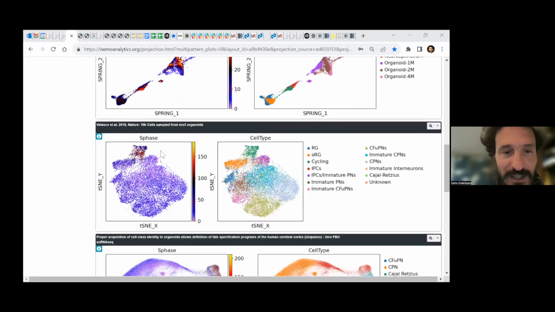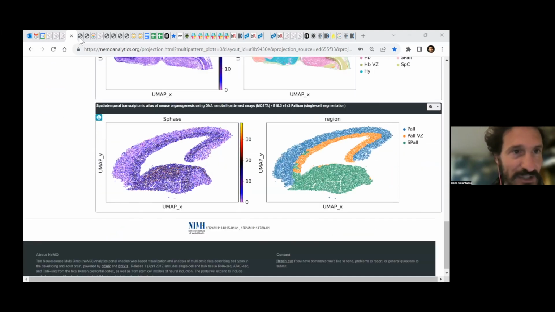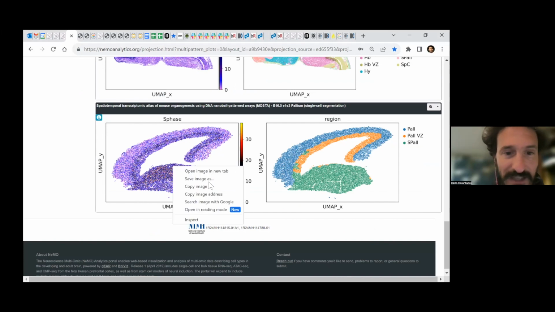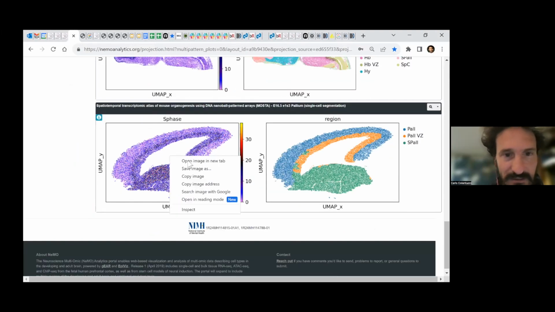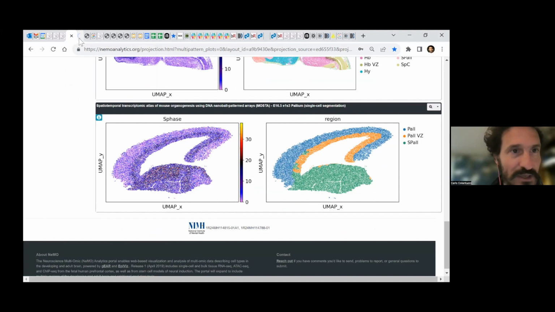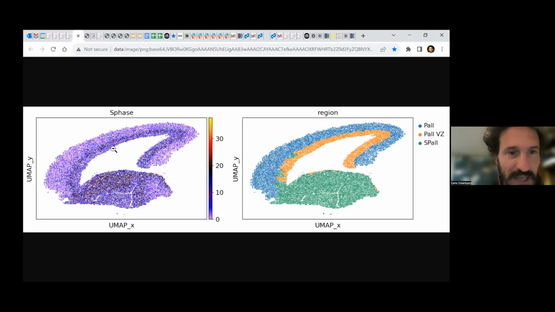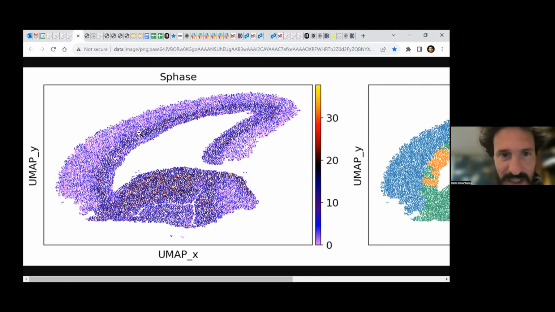So one last look at this data. I've actually zoomed in. If you click on these images, you can open in a new tab to make it bigger. This is that S phase image. Oops, sorry, I jumped ahead. Open a new image. So this is the S phase image. And you can see it's actually just off of the ventricle where it's heaviest. There's some purple under that.